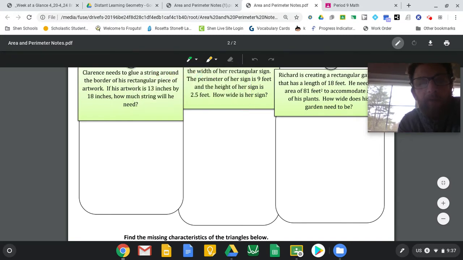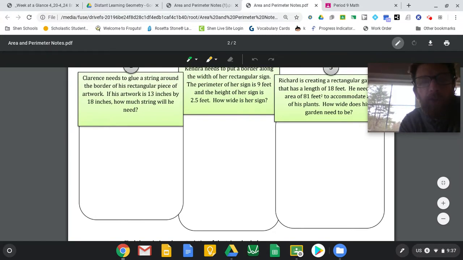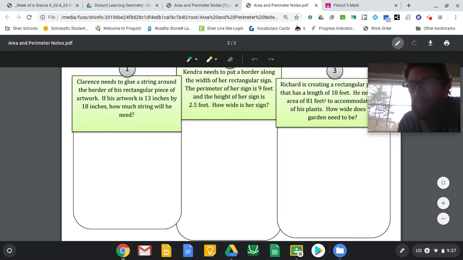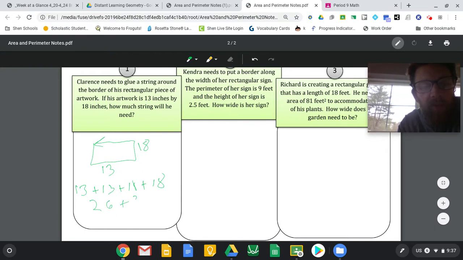So in this first one here, Clarence needs to glue a string around the border of his rectangular piece of artwork. So the fact that it says around the border of his rectangular piece of artwork clearly indicates perimeter. If the artwork is 13 inches by 18 inches, how much string will he need? So once again, you'd have to add up all the sides, and you got 13 plus 13 plus 18 plus 18. Now, I don't know what that is. 26 plus 36, 62 maybe?